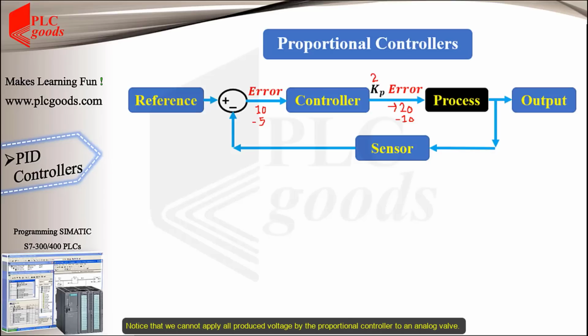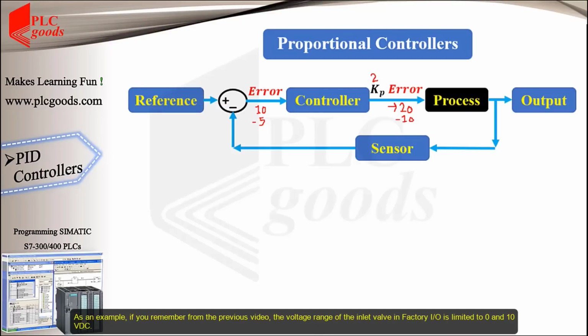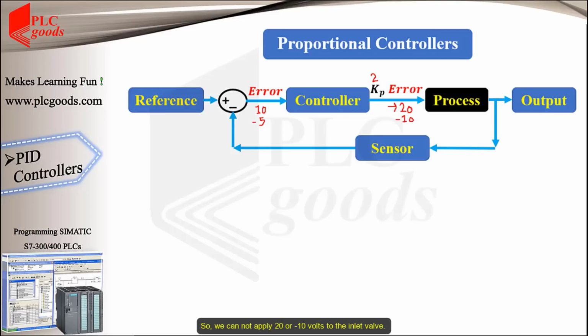Notice that we cannot apply all produced voltage by the proportional controller to an analog valve. As an example, if you remember from the previous video, the voltage range of the inlet valve in Factory I/O is limited to 0 and 10 volts DC. So we cannot apply 20 or minus 10 volts to the inlet valve.